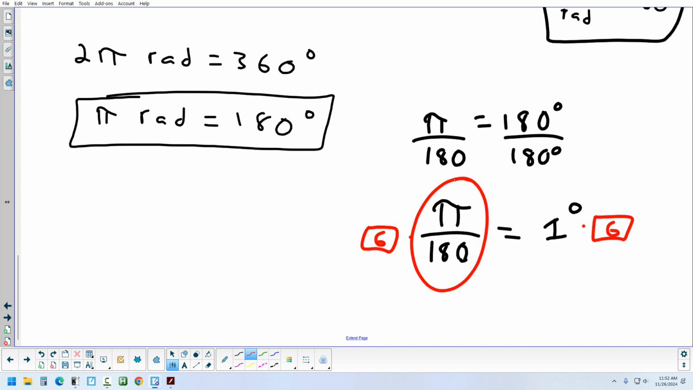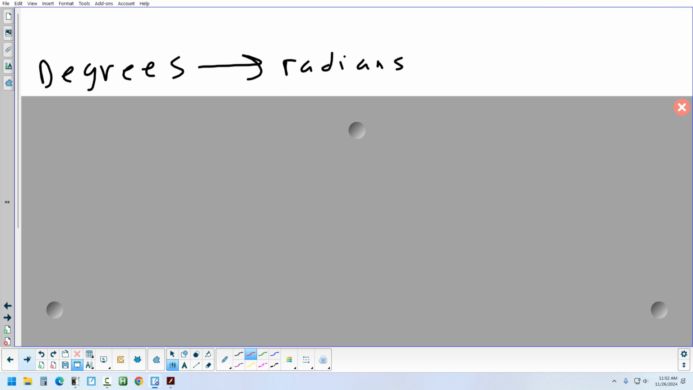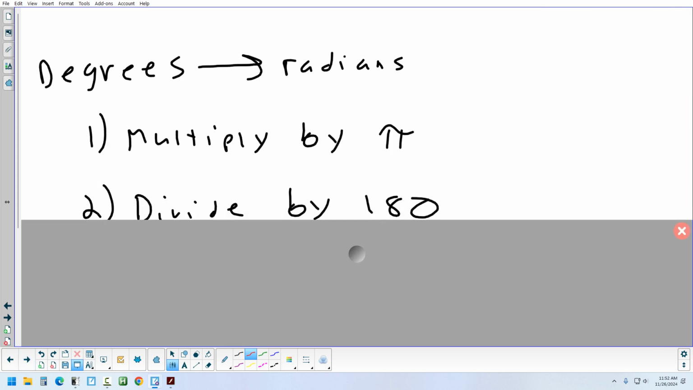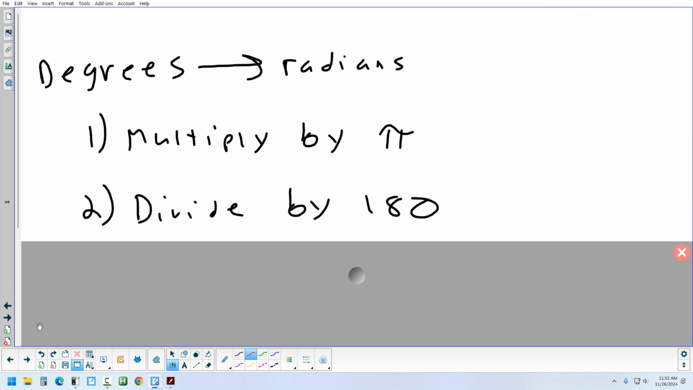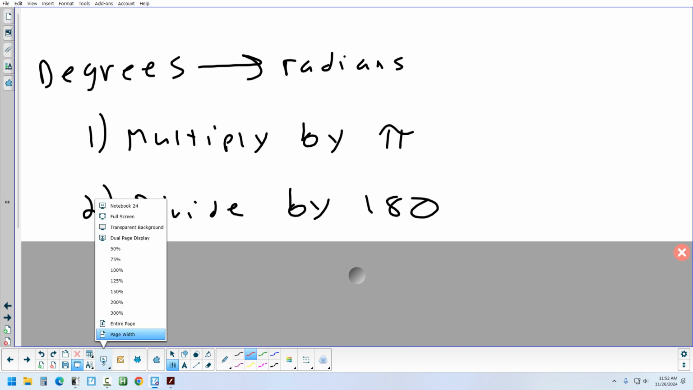If you want to take and convert something from a certain amount of degrees into a certain amount of radians, you take whatever number you're trying to convert and you multiply by pi, and you divide by 180. Those are the two steps to change something from degrees into radians. You multiply by pi, and you divide by 180.